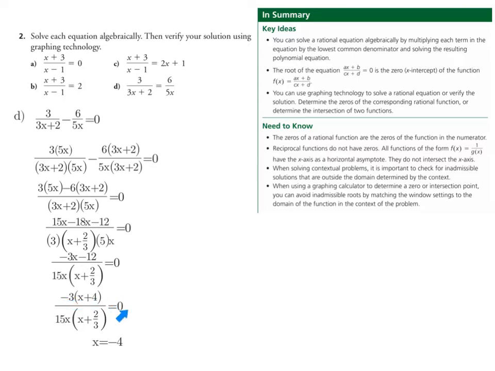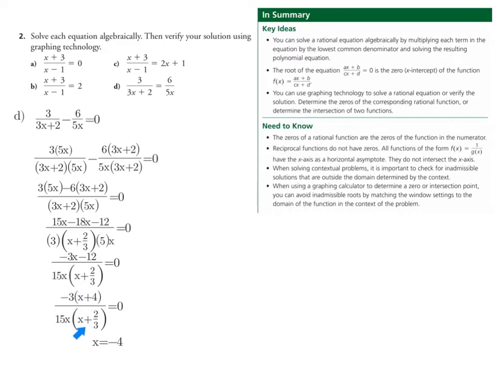Now, how do you make something equal to 0? You make the numerator equal to 0. Now that it's all factored, just make the numerator equal to 0. And that means the whole thing will equal 0. So how do you make the numerator equal 0? x equals -4. There it is.